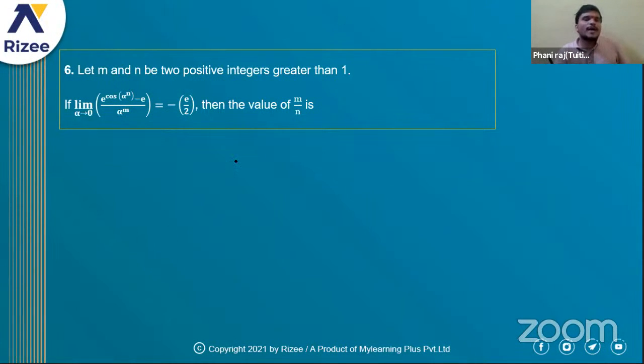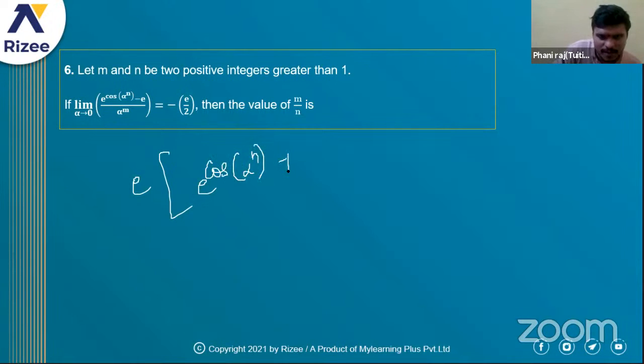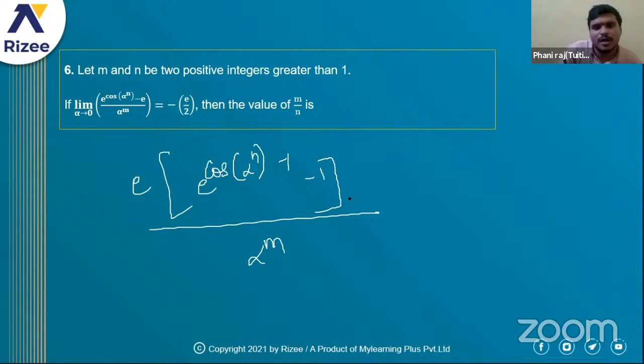Now let m, n be two positive integers greater than 1. If limit α tends to 0 of (e^(cos α^n) − e)/α^m equals −e/2, then the value of m/n is. Now you see, first what I'll do is I'll take e common. e into (e^(cos α^n − 1) − 1)/α^m. It is equal to −e/2 as limit α tends to 0.